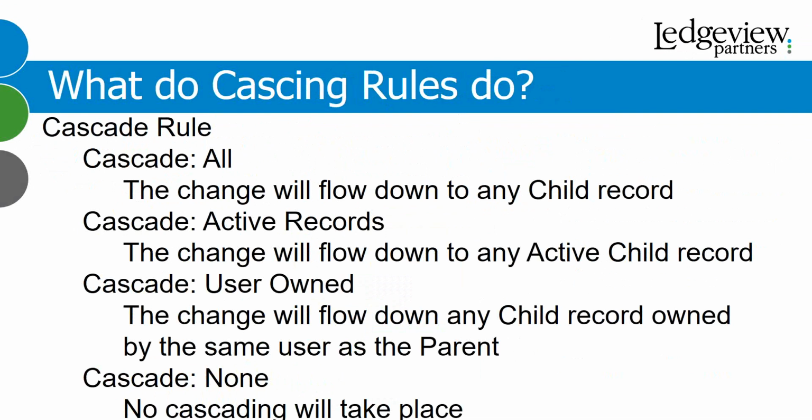User owned, so let's say I do a share. Let's say I share one of my records with Christina. Any child records that are owned by me will then have that cascade rule flowed down to them. So basically the change will flow down any child record owned by the same owner of the parent. Cascade none, that simply means nothing's taking place.